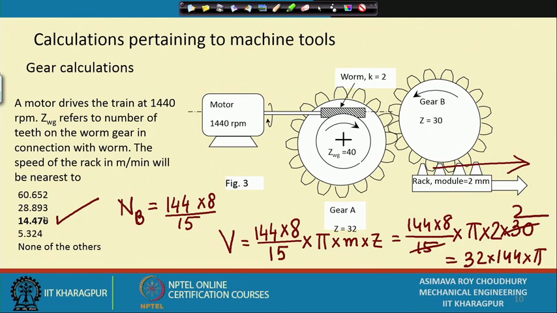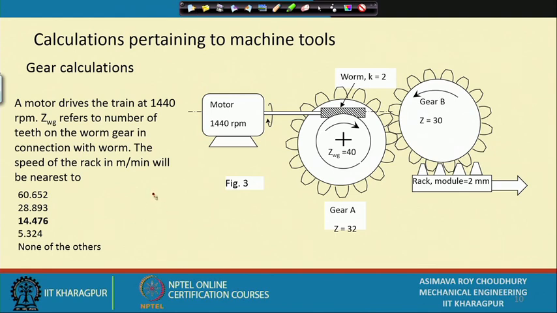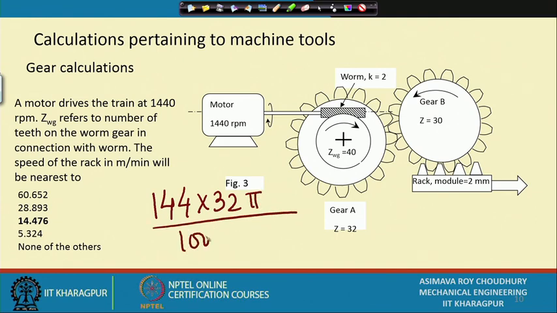I leave it to you to check whether this one is correct. Let me write it down: 32, 144, pi. Please check yourselves. 144 into 32 pi divided by 1000. Is this equal to this one? You have to check. So, with this we come to the end of today's discussion. Thank you very much.